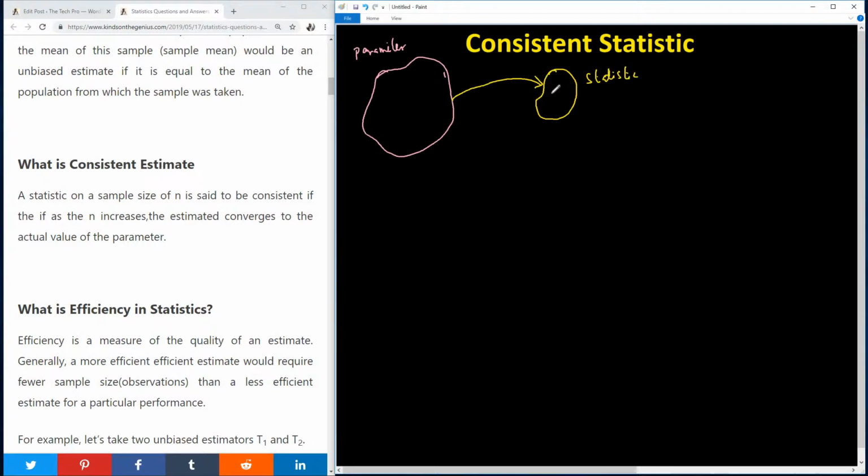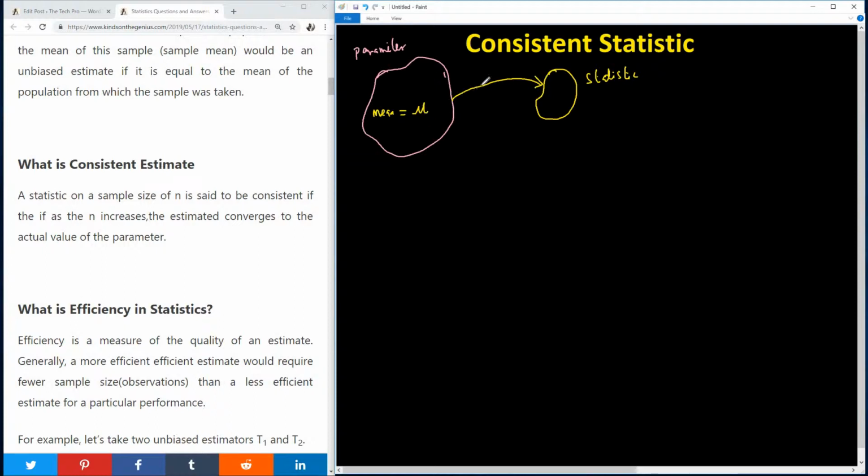Any measurement we take about the sample is called a statistic, and a measurement about or property of the population is called a parameter. So if we are talking about, let's say, the mean of a population, the mean is represented in this way. It's a parameter that we may like to estimate, because it's not possible for us to calculate the mean of a population by summing all the items in the population. That is not possible. So what we can do is take out some items from this population and calculate the mean.